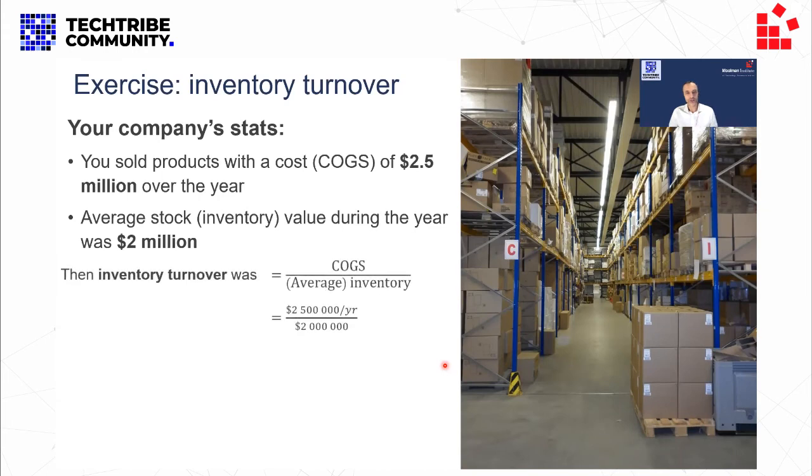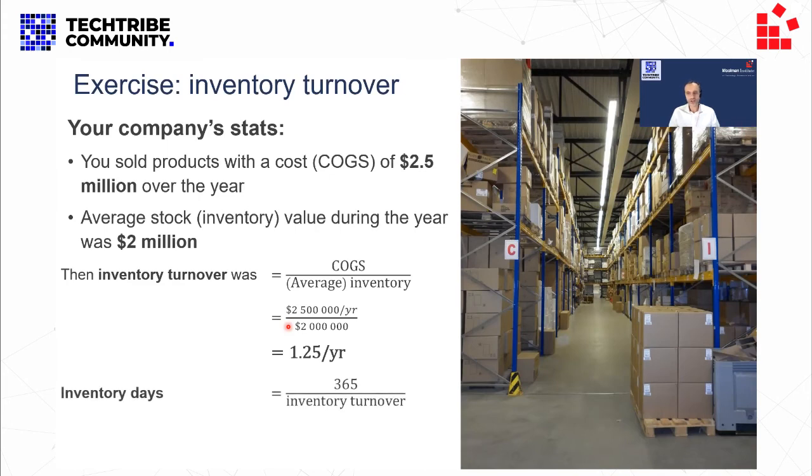It's simply a matter of plugging in the numbers. The inventory turnover is cost of goods sold divided by the average inventory. So 2.5 million divided by 2 million gives you 1.25 times per year. This is actually not great for this company. They only turn their inventory around 1.25 times a year.